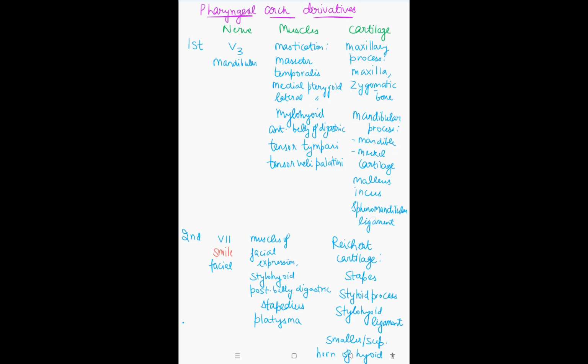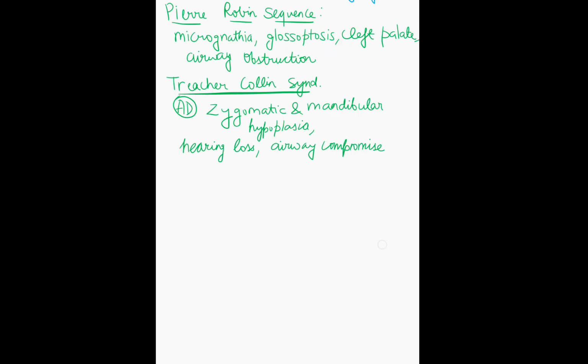And the smaller or superior horn of the hyoid bone. Smaller or superior. S, from S we have the smaller or superior horn of the hyoid bone. So stapes, styloid process, stylohyoid ligament, smaller superior horn of hyoid bone. That is from the second arch.